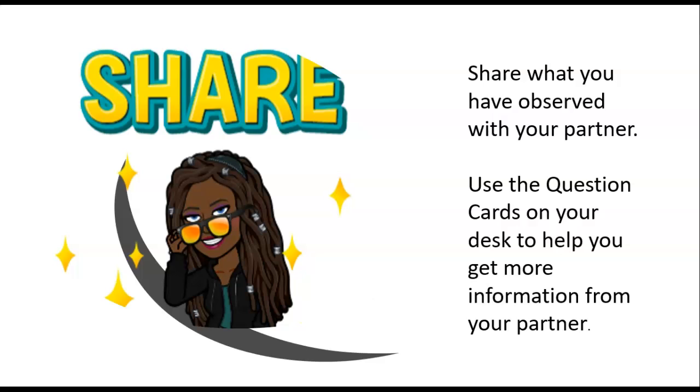So here's where the students will share with their partner what happened. But for this section, I would have them use question cards that would be on their desk, just so that this could help facilitate discussion with each other.